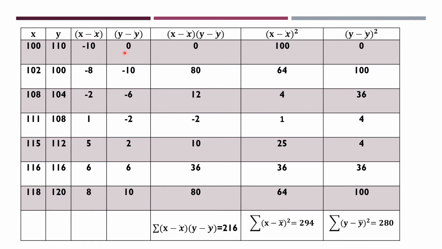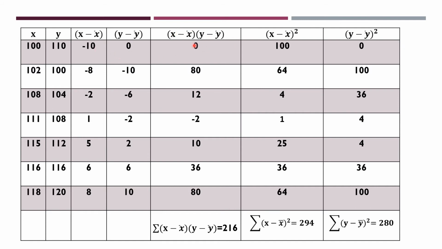Now multiply these. Next we require, we don't require these summations. We require only x minus x bar into y minus y bar, x minus x bar the whole square, y minus y bar the whole square. Only these three columns are required. But to calculate these three columns, we require x minus x bar and y minus y bar. So x minus x bar into y minus y bar.